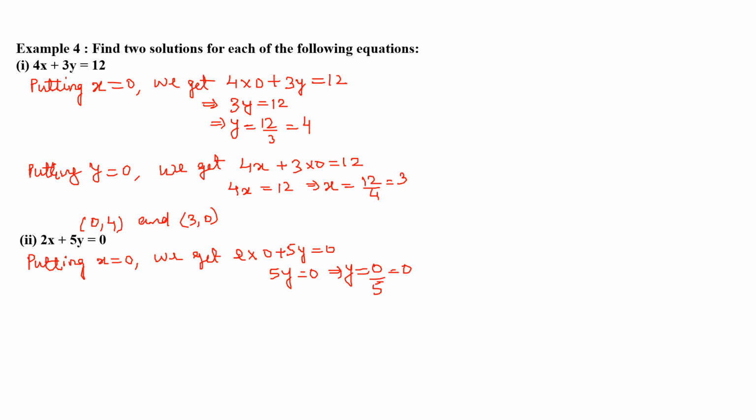So for my second step, I cannot put y as 0 because I know if y is 0, again I will get x as 0. It will be the same solution. So now I will move to the second value of x. So let me put now x as 1.